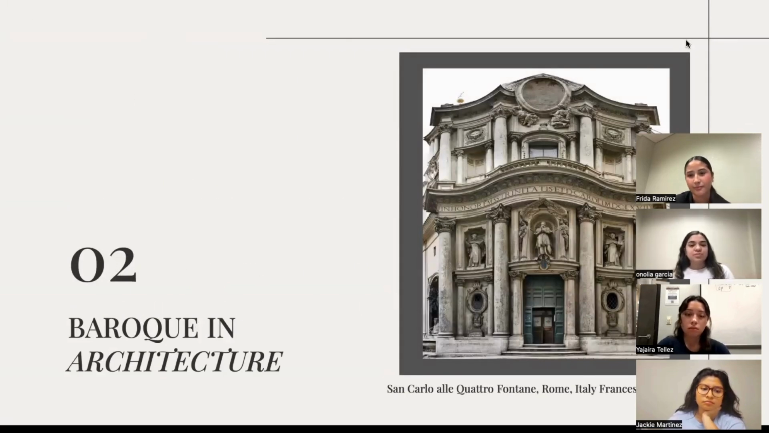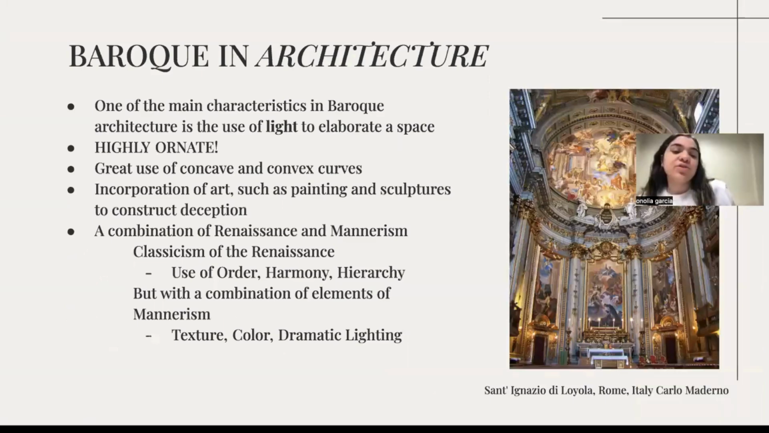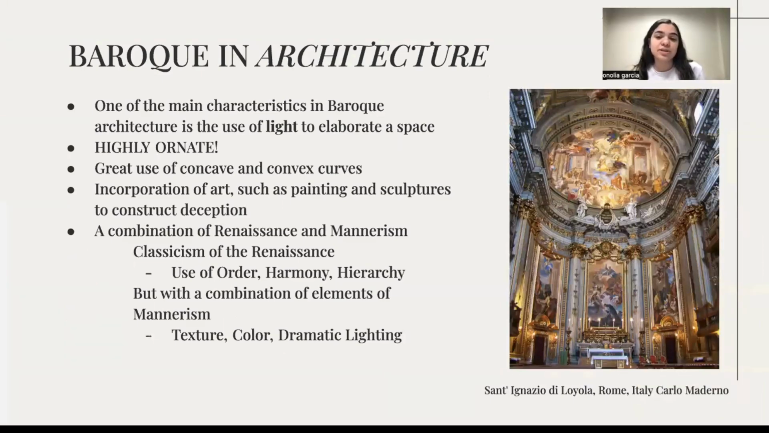Baroque in architecture. One of the main characteristics in Baroque architecture is the use of light to elaborate space. As we see in this picture, we see how light creates space. It's highly ornate, and it makes great use of concave and convex curvatures, as we see in the picture here. It incorporates arts such as painting and sculpture to construct deception.